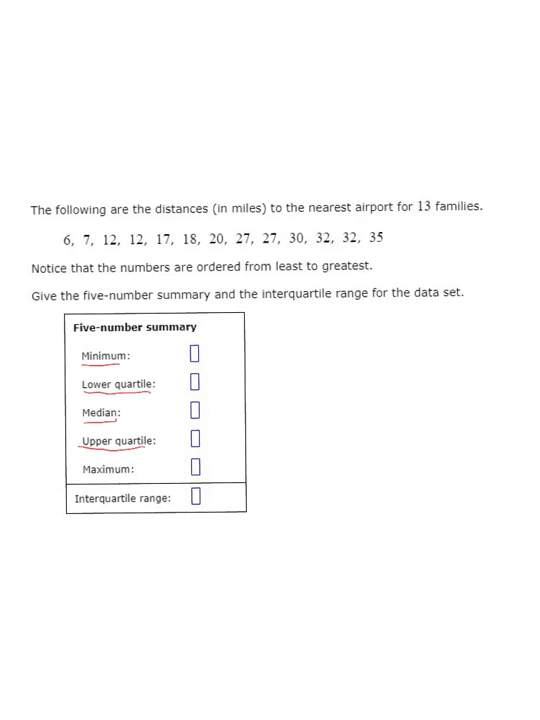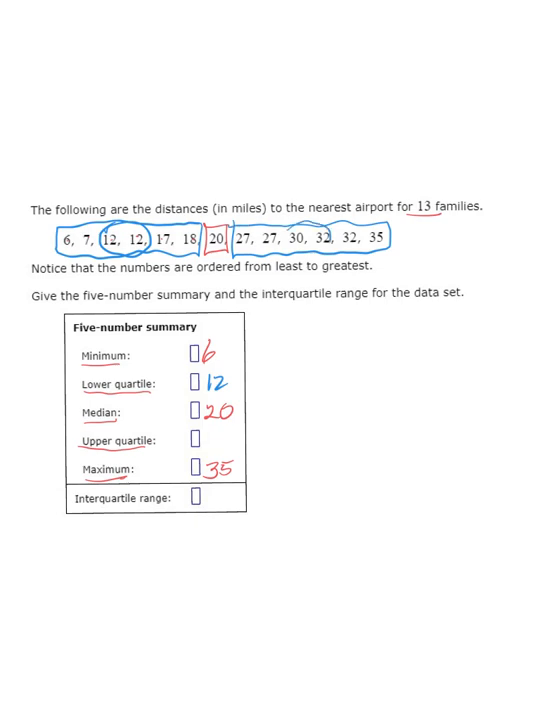So looking at this data, it's already in order. The minimum is going to be 6. The maximum, the biggest value, is going to be 35. Let's just do these real quick. I got 13 values, so I'm going 1, 2, 3, 4, 5, 6, 7. This is the median. And then if I find the lower quartile, it's going to be the average of those two numbers right there. And if I find the upper quartile, it's going to be the average of those two numbers right there.